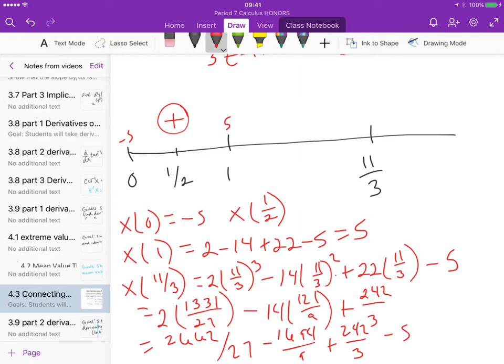Now this is kind of getting a little bit obnoxious here with the values that we are dealing with. So obviously when you're substituting in the calculator, it makes it a little bit easier for us.